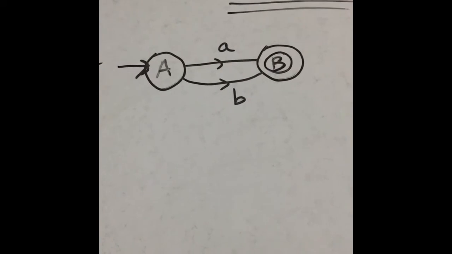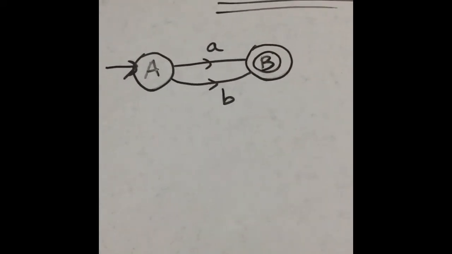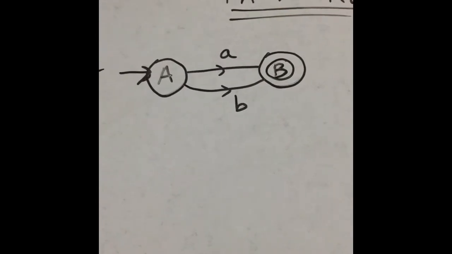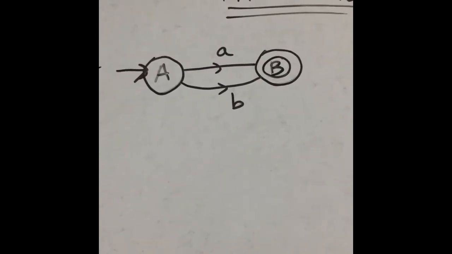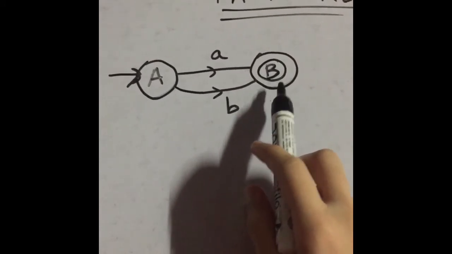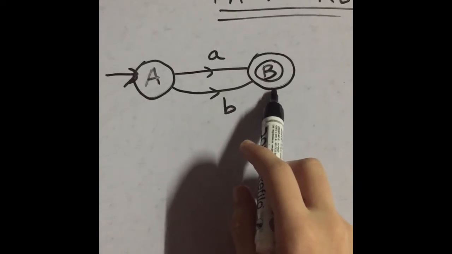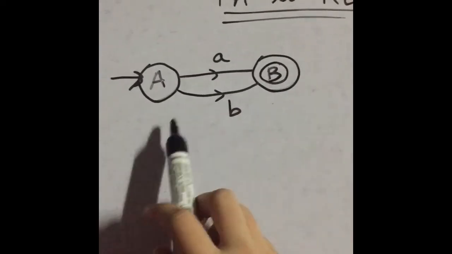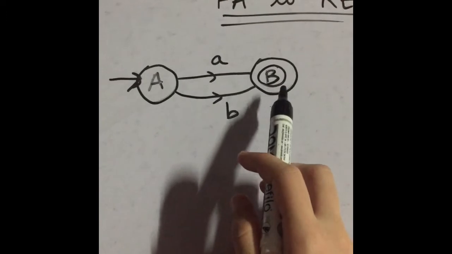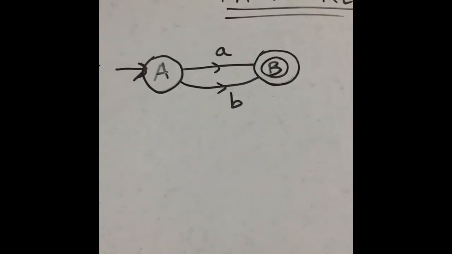Now the second step is to see the final state. Is there any outgoing edge from B? B is a final state. See, there is no outgoing edge from B. There is an incoming edge from A to B, but there is no outgoing edge from B. So the second step is also safe.